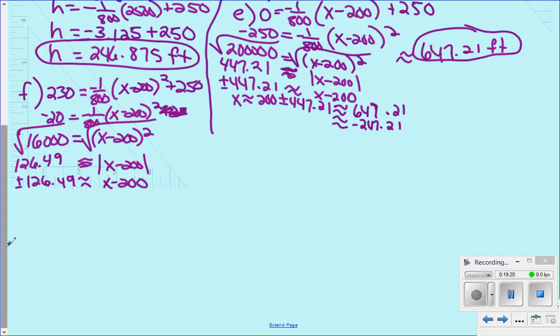And then I'm going to add 200. So 200 plus or minus 126.49 is going to give me my approximate values for x. When I do that, I'm getting 326.49 or 73.51.